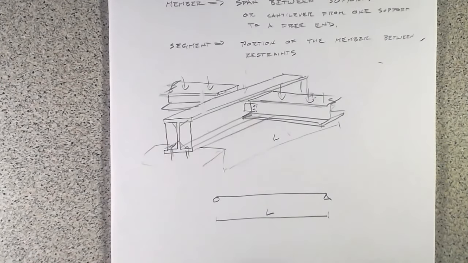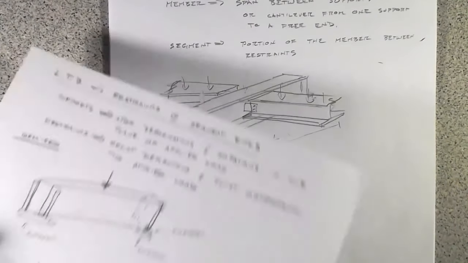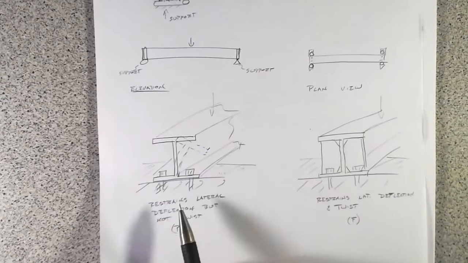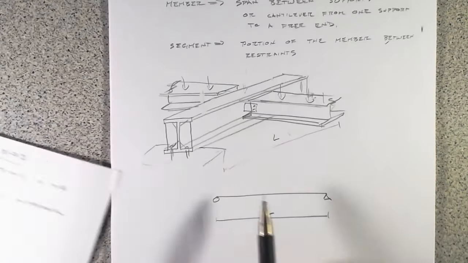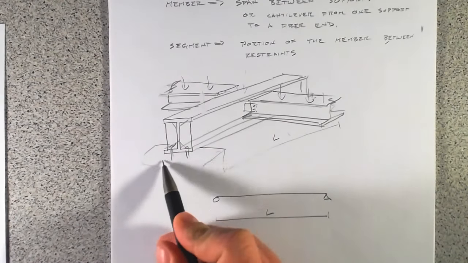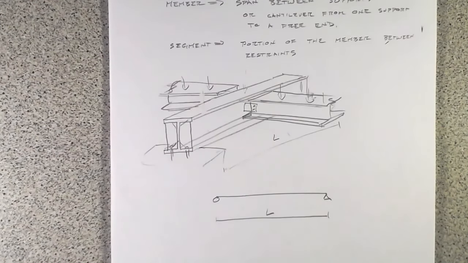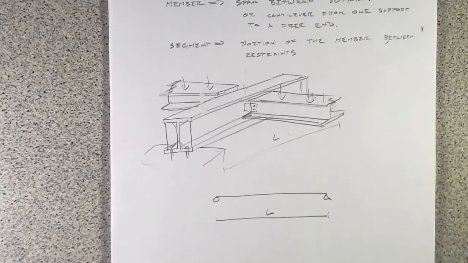Now, the restraint. A restraint is just something which stops either lateral deformation or twist. We already talked about, in our previous drawing, two different ways that we can restrain something at the ends. So that's what I've drawn here: both some bolts holding this flange, keeping it from moving sideways, and keeping it from twisting.